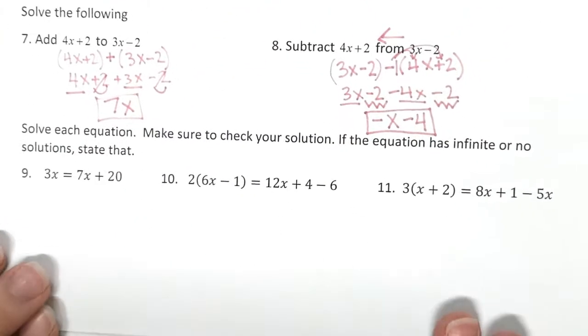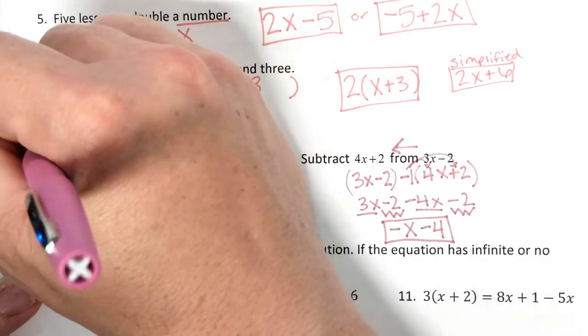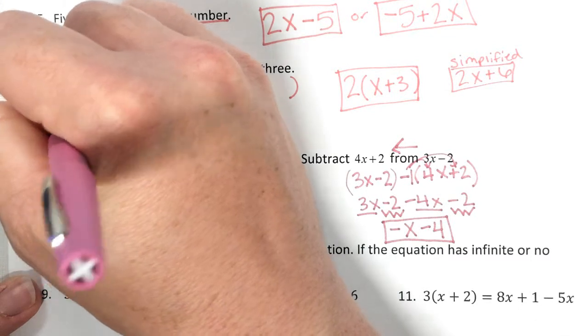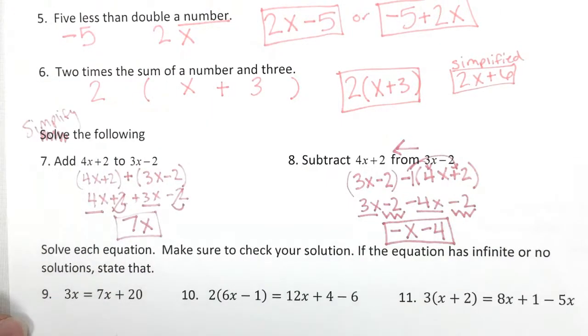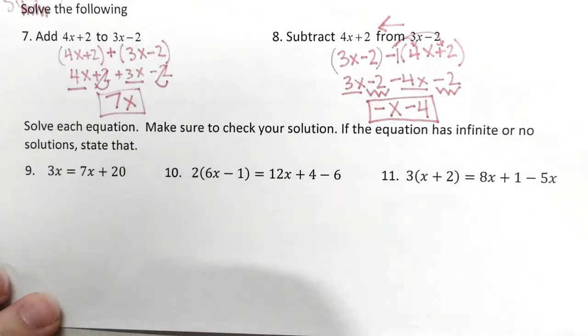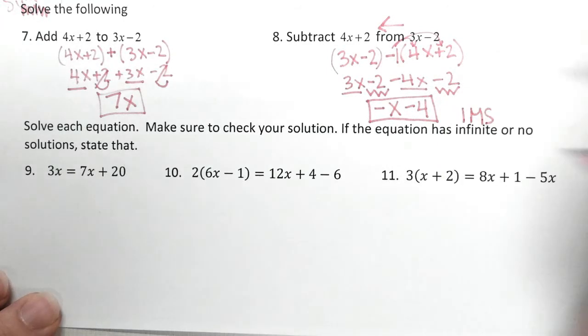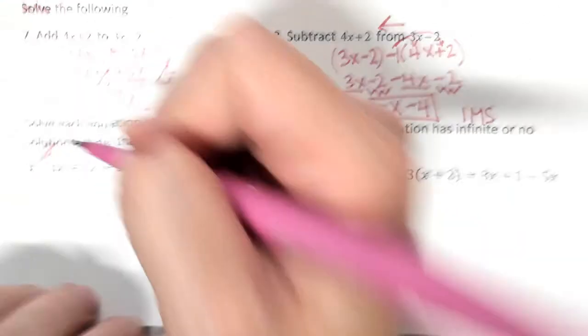Okay, now we're moving, and I know this says solve. It should say simplify. Sorry about that. Okay, so look at 9, 10, and 11. The first one says solve each equation. Make sure to check your solution. If the equation has an infinite or no solution, state that. So remember, infinite, we write IMS for infinitely many solutions, and no solution, you can do the fancy symbol.